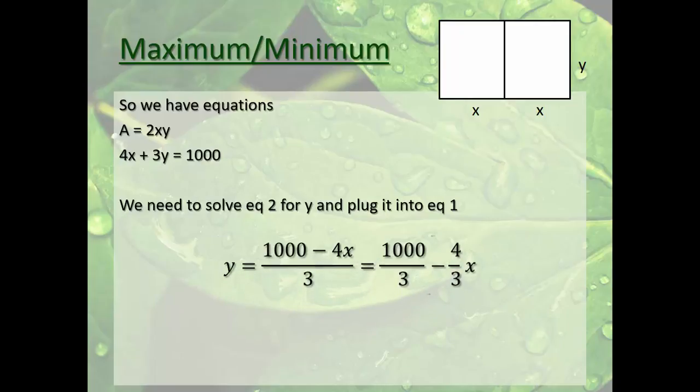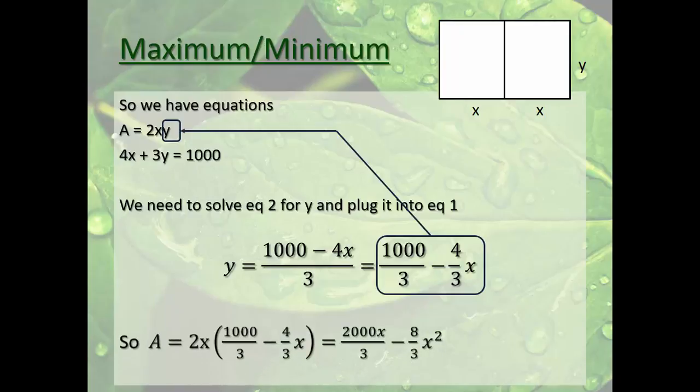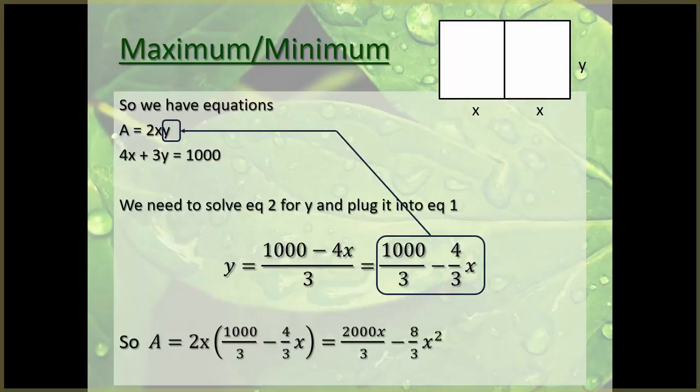All right, so when we do that, this is what we get: 1,000 over 3 minus 4/3 x. No, that is not very appealing, but it is what it is. It's not something that isn't possible for us to do. We can do this. So we're going to substitute it into the other one. I still have my 2x times this whole thing. I need to distribute that. When I do, I end up with this equation right here.